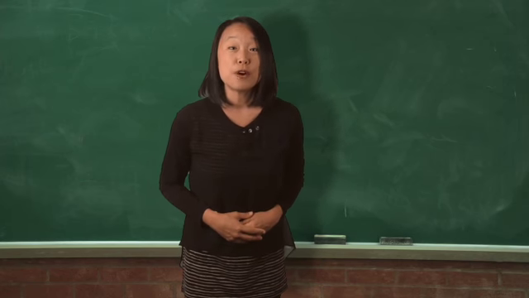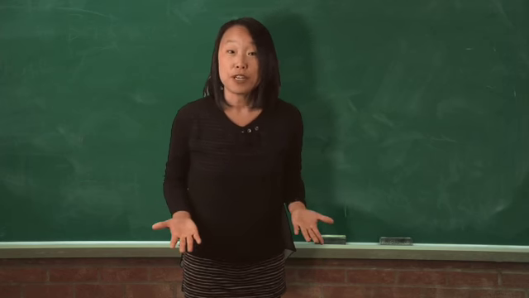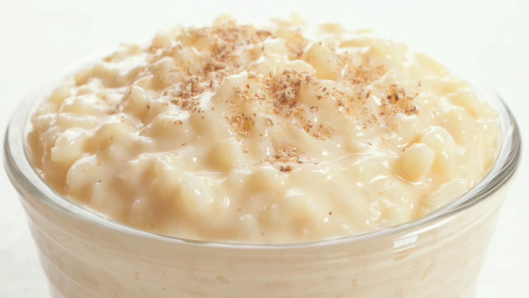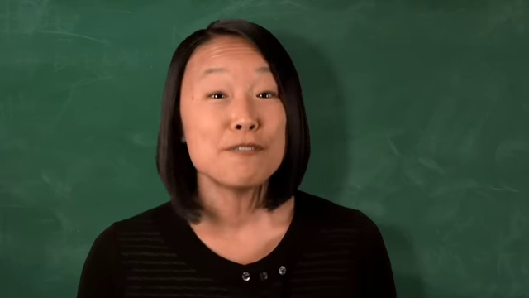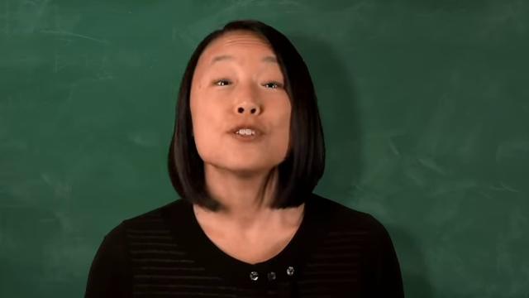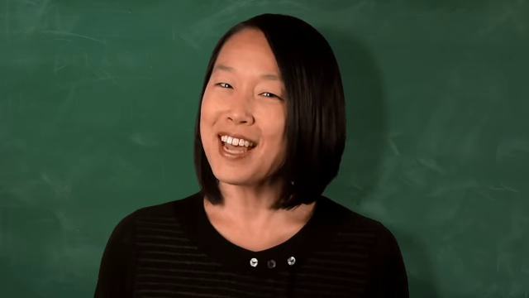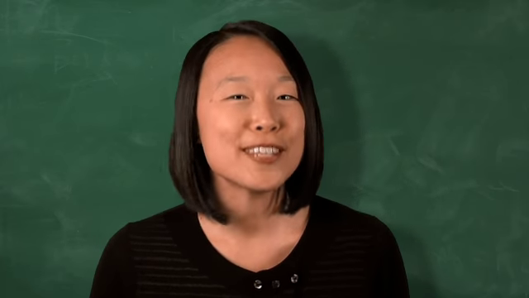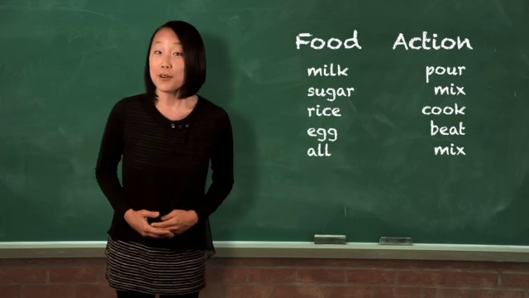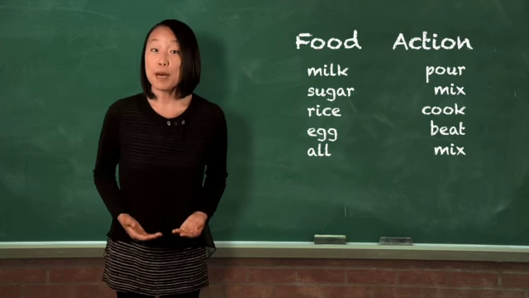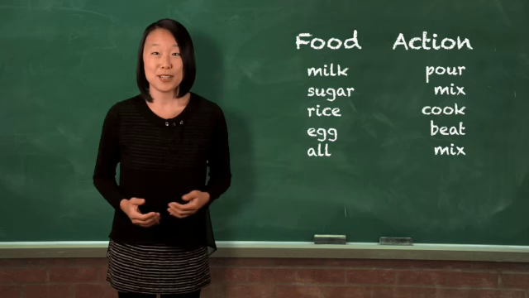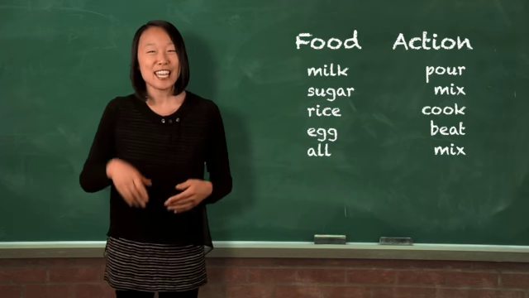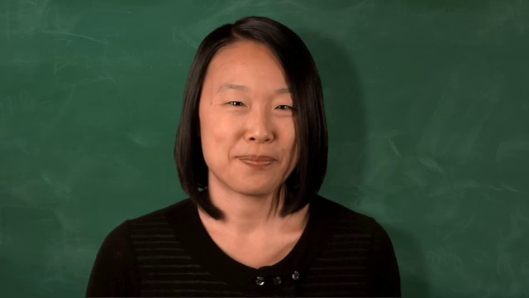Let's pretend that you are from a Latin American country where rice pudding or arroz con leche is a popular dish for kids. First, we have to adapt the song. We'll follow the same steps that we used to write the sushi song, but this time we'll do it for arroz con leche. To make arroz con leche, you start by pouring milk into a bowl. So the first line of the song might go like this. First, you take the milk and you pour it.